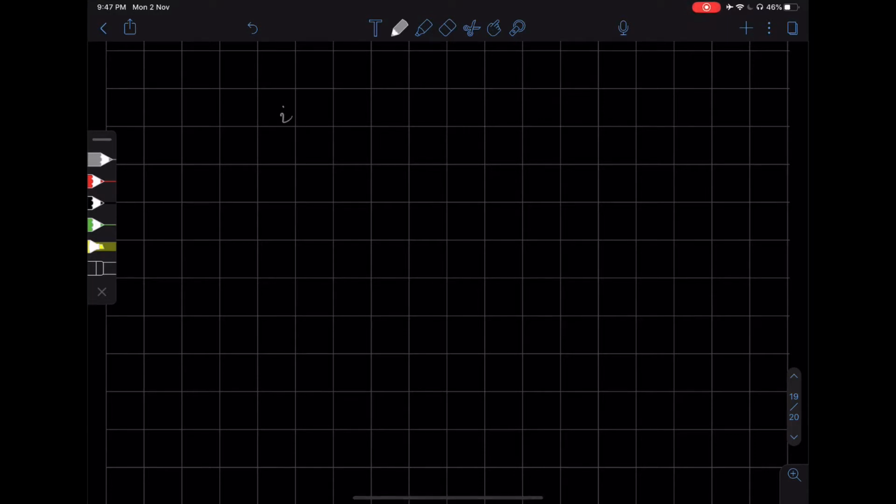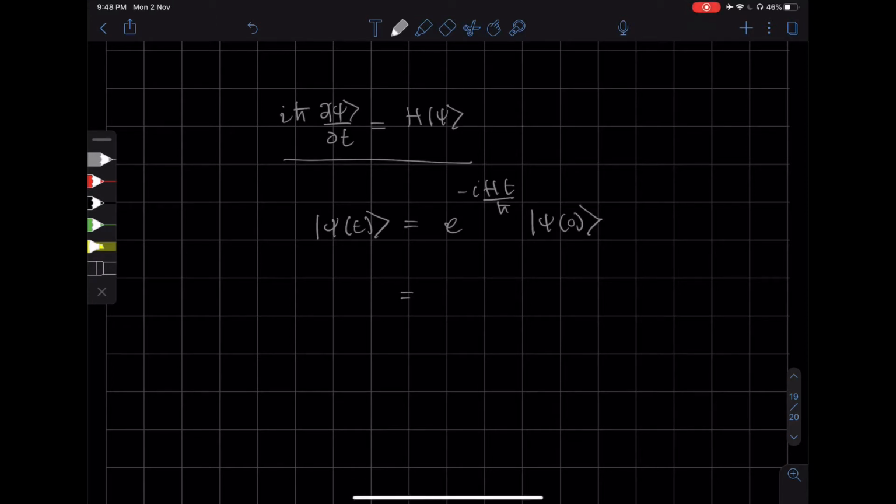So we have the Schrodinger equation, which is given by this. Now, I'm just going to use the bracket notation, then this would be given by the ket. The general solution to this equation, if H is independent of time, is given by psi at time t is e to the power minus iHt divided by h bar acting on psi at time 0. And this operator is what we call U of t, or the time evolution operator.